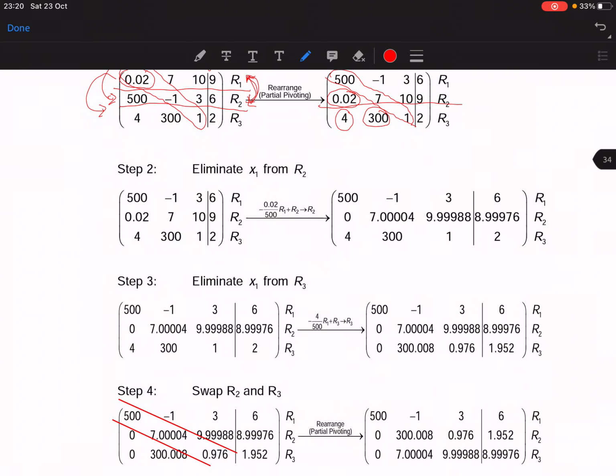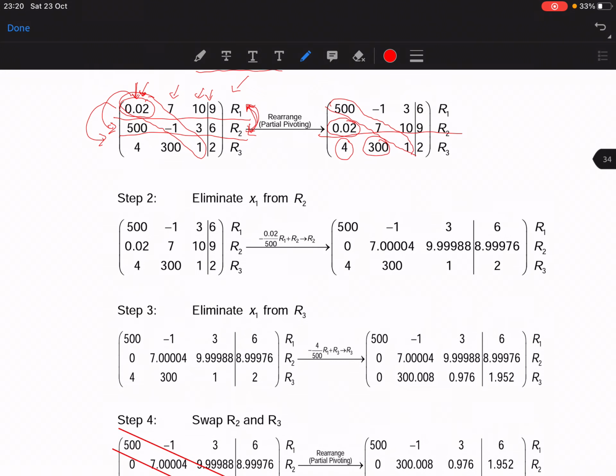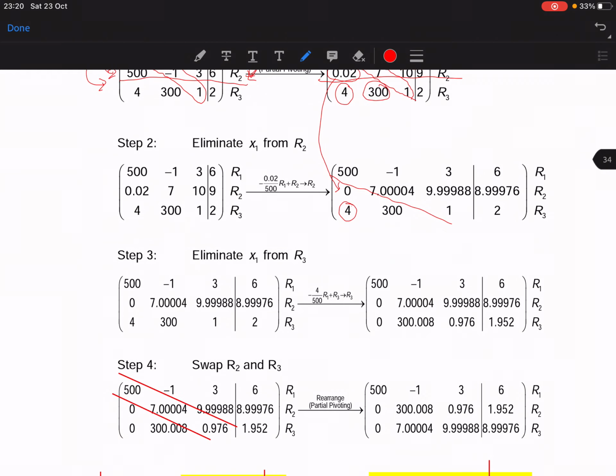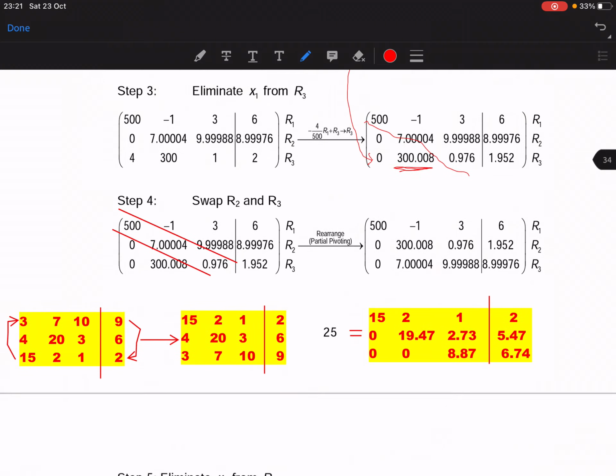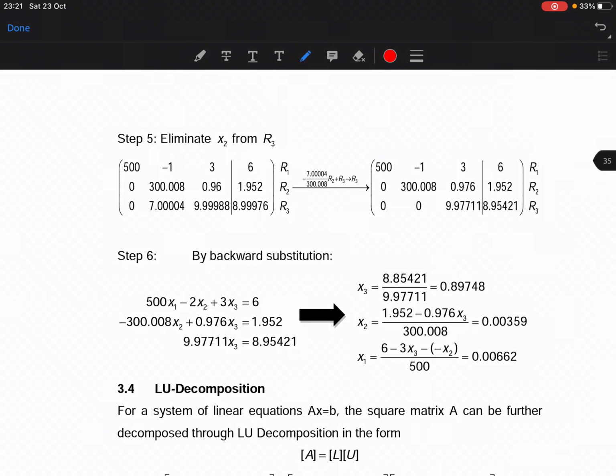If you can see from this example, 0.02 has become 0. Then next we're going to eliminate the value 4 here to become 0. By using the multiplication factor, this has become 0. Then next we change this one to become 0, and in the end we can use backward substitution.